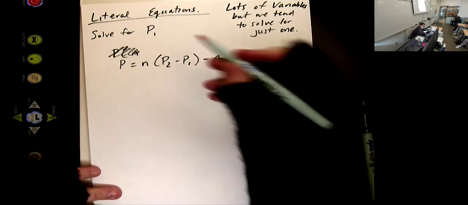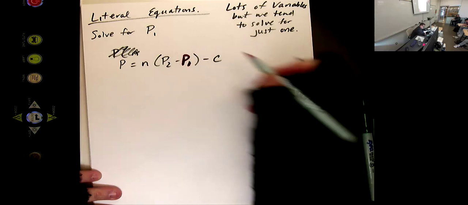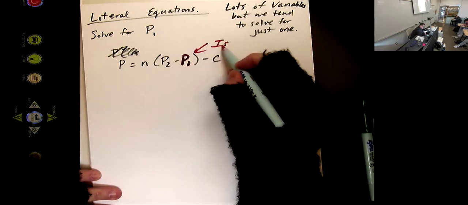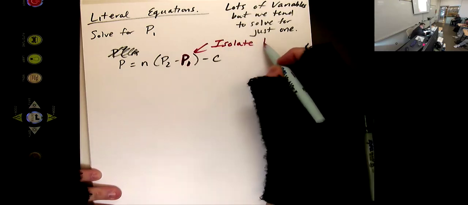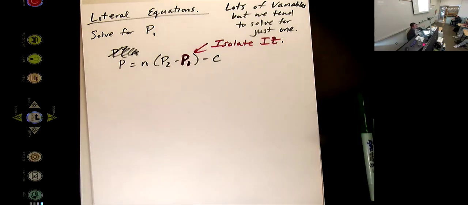When I say solve for P1, it means this is the only one we want. Isolate that. Get it alone. Get that P1 alone.